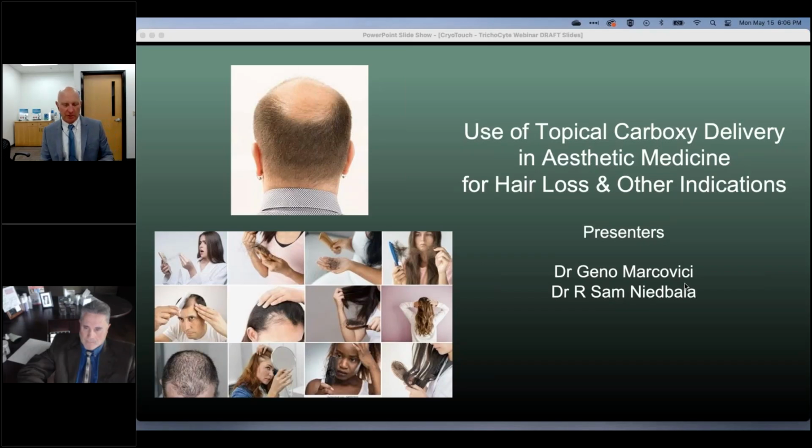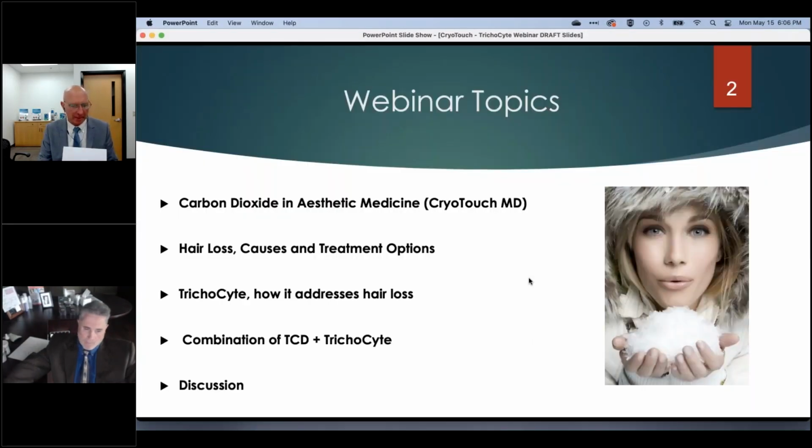For each of us, we would encourage questions about individual areas of science and perhaps other areas where you've seen application. But what we hope you come away with out of this is a number of specifics. Our topics will deal first with carbon dioxide in aesthetic medicine, and we're going to talk about the instrument that's used to deliver that, which is CryoTouch MD. Then we're going to cover hair loss, causes, treatment, and the options that have been used to date. And then we'll talk about TrichoCyte, which is the work that Dr. Marcovici has done over several decades, actually after almost 3 decades of work in hair growth and understanding its mechanisms.